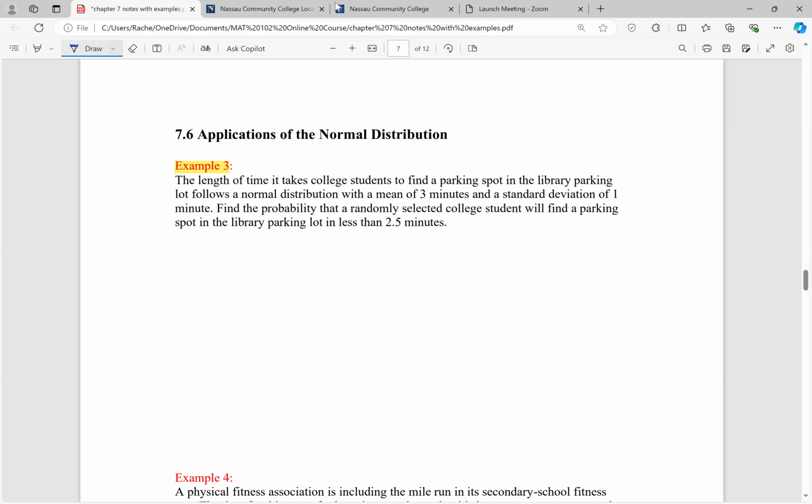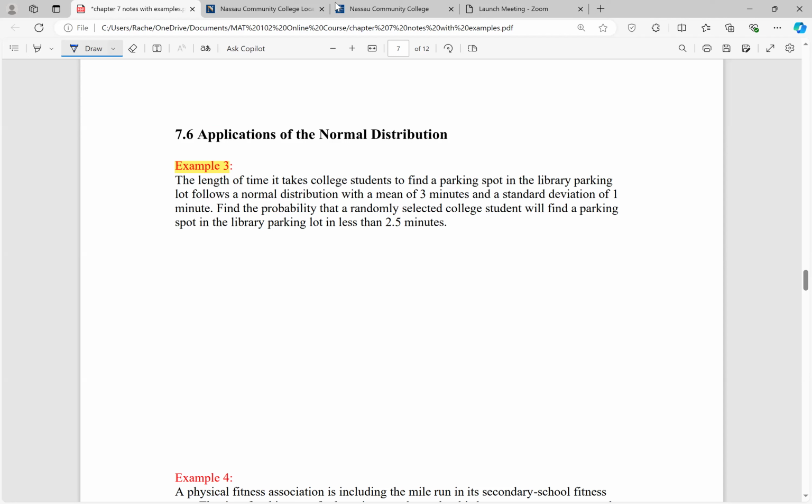Ask yourself, all right, who or what are we studying? What's my population? Did we take a sample? Do we know what we're measuring? Do I have a mean? Do I have a standard deviation? Do I know shape? So these are the things I want you to ask yourself.